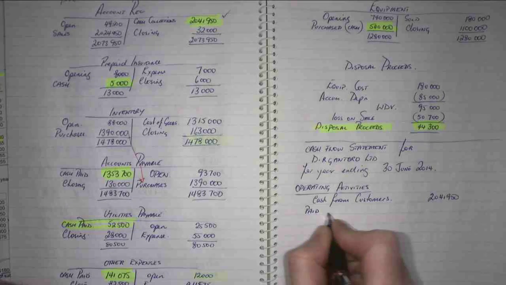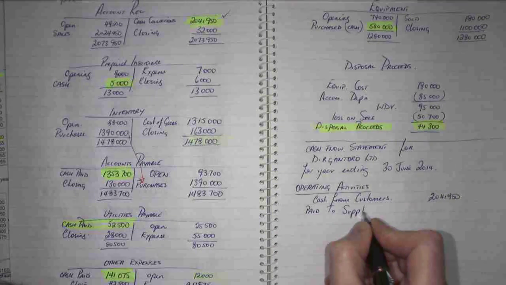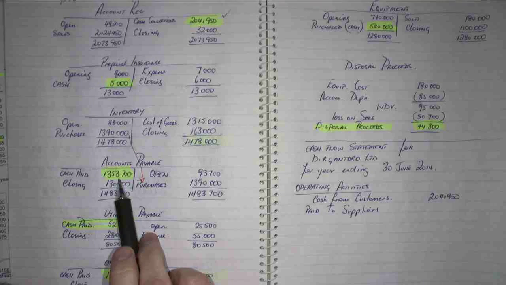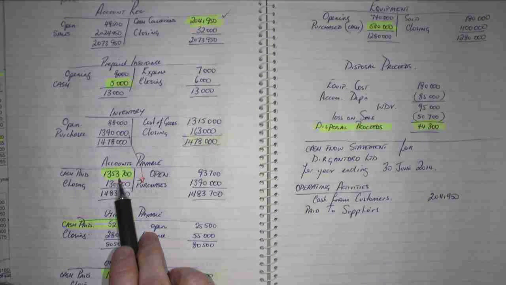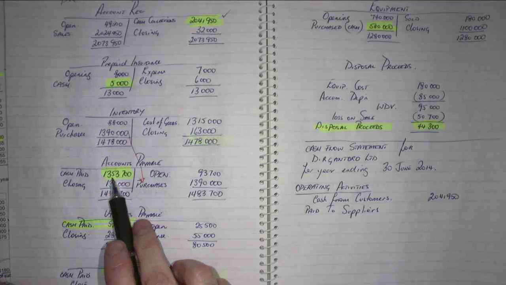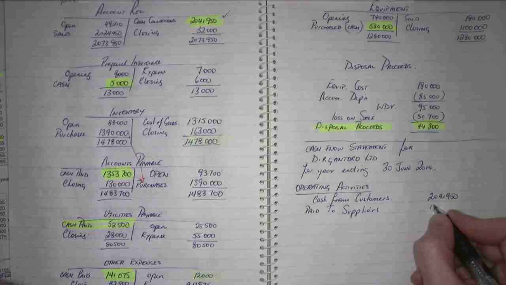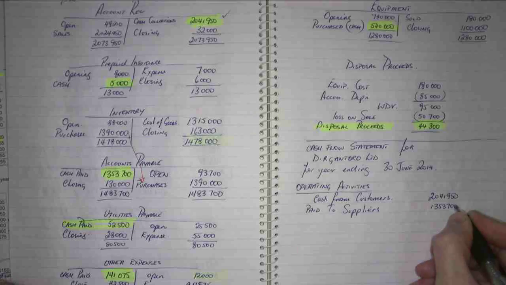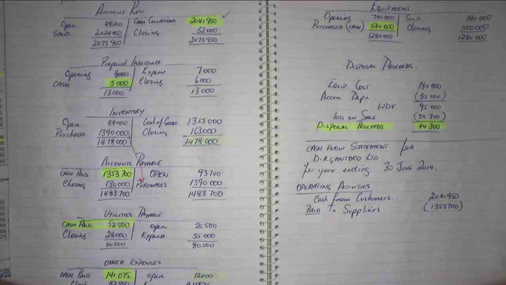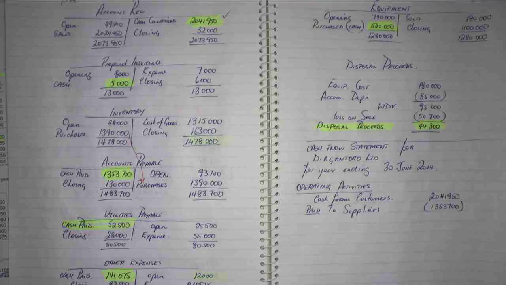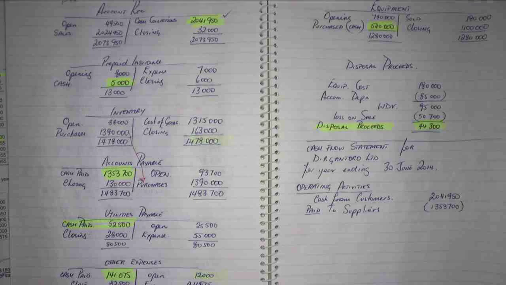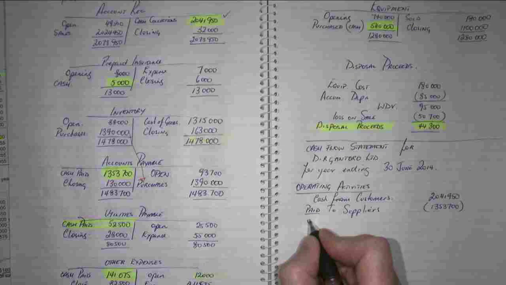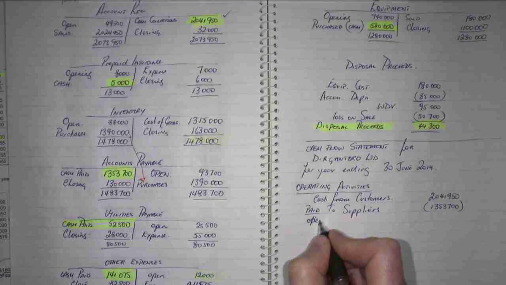Paid to suppliers. Now my amounts paid to my suppliers comes out of my accounts payable account. So I'm paying this one to my suppliers, 1,353,700. Now because it's paid, I'm going to bracket it to indicate outflow. Now, I'm going to look now for my other expenses, for operating expenses, let's call it what it is.